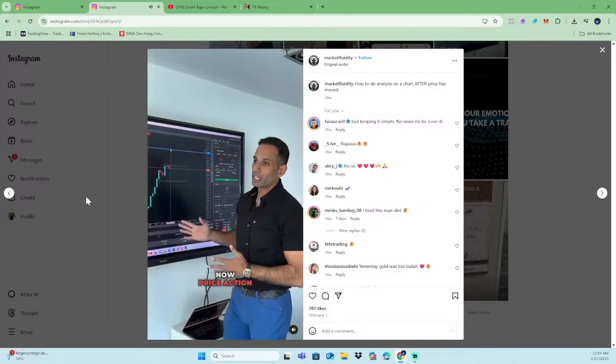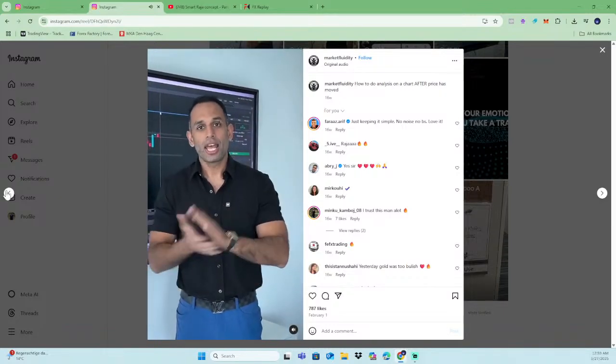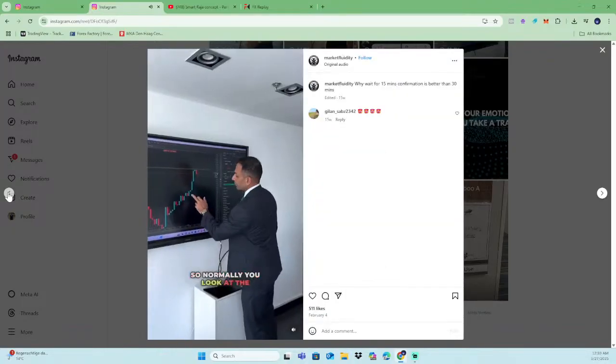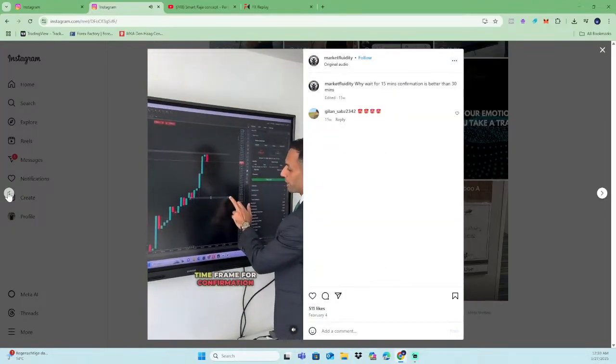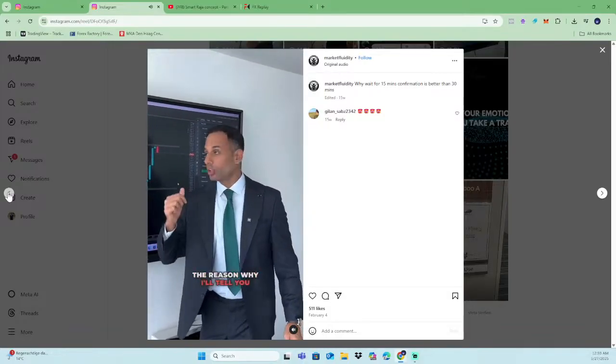Now, price action here in trading, you just have to wait. You wait for confirmation, execute, and you're going to have a profitable day. Normally, you look at the 30-minute time frame for confirmation, then to do analysis, but in this case, we're going to look at the 15-minute. The reason why, I'll tell you right now.